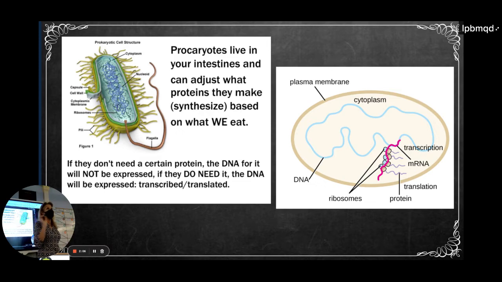Why can't that happen in a eukaryotic cell? Why don't we see that happening in a eukaryotic cell? Because of not the cell membrane, but the nuclear envelope, right? Where transcription takes place is inside the nucleus. Where the ribosomes are is outside of the nucleus, right? So transcription and translation are separated in 2 different regions of the cell.